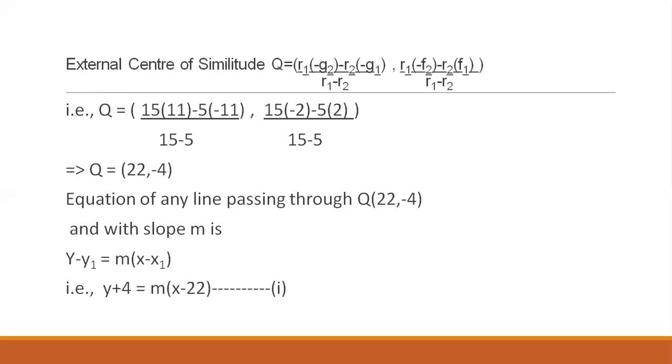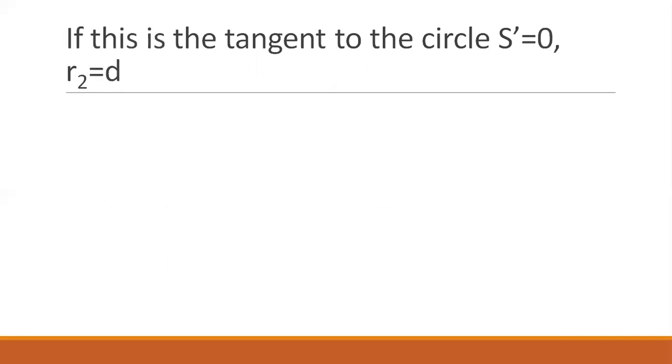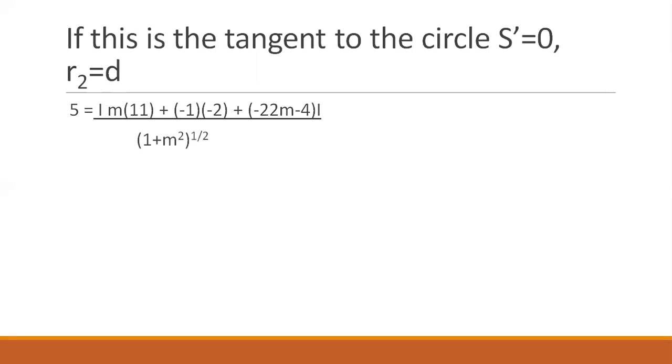As this line 1 is a tangent for both circles, let us take this is the tangent to the second circle. Then radius of this circle is equal to perpendicular distance of the line 1 from the center of the second circle. So what is the formula, children? Radius we got already, R2 is equal to 5, and perpendicular distance from the center of the second circle to the line is m into 11 plus minus 1 times minus 2 plus brackets minus 22m minus 4 divided by under root of 1 plus m square.